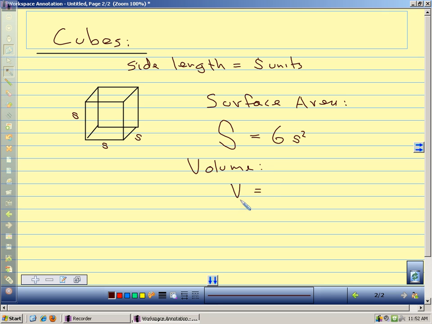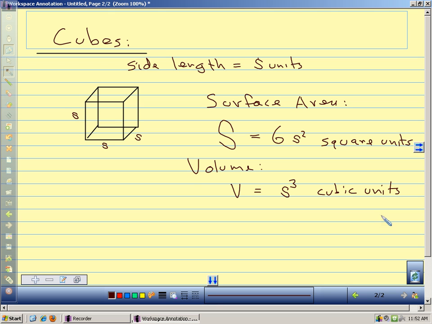And the volume. So if we do length times width times height, we get what, Tim? S cubed. So our volume is S cubed, and this is square units. And this is cubic units. So calculating these is pretty easy.